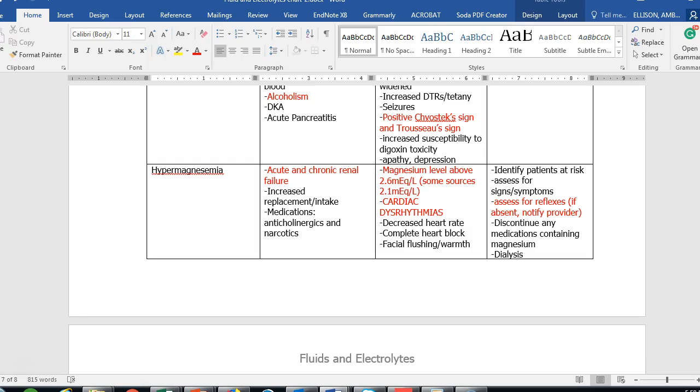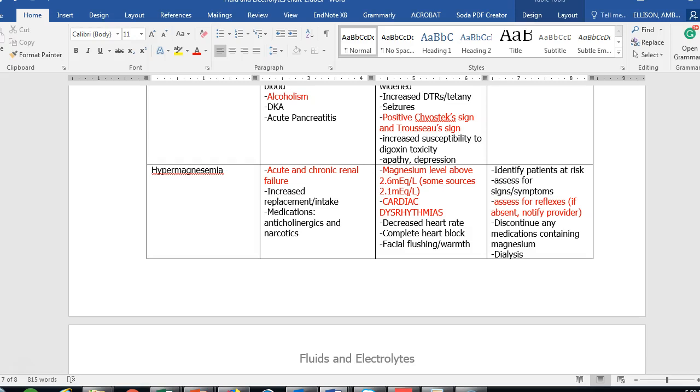And then hypermagnesemia is caused by acute and chronic renal failure. And there are some meds that cause it, anticholinergics and narcotics. So your mag level will be above 2.1. And again, some cardiac dysrhythmias. With this one, you'll have decreased heart rate and complete heart block.